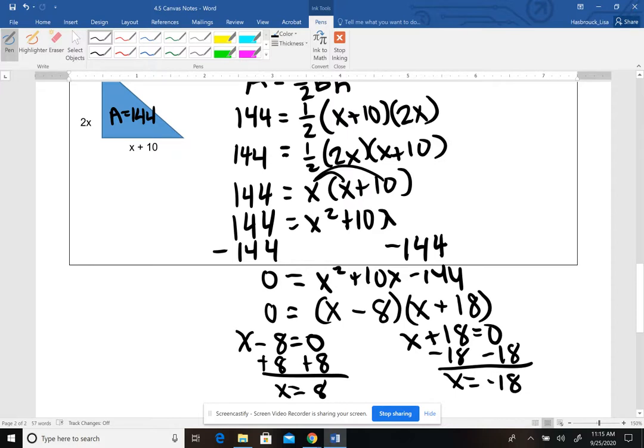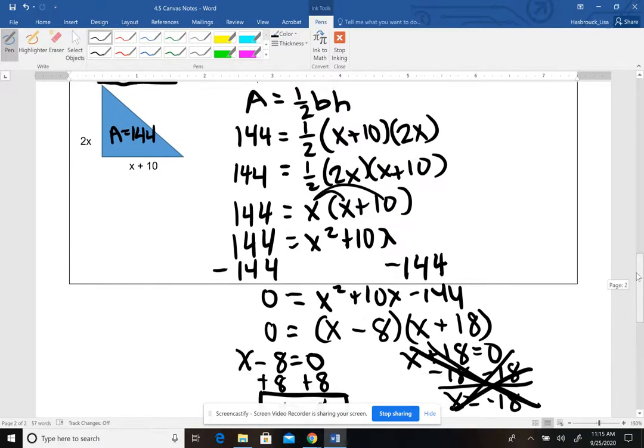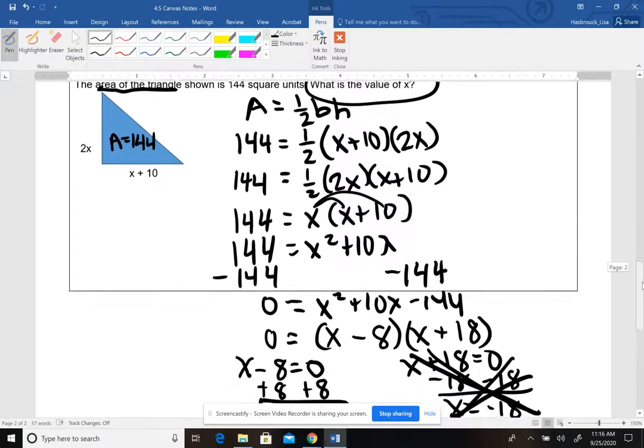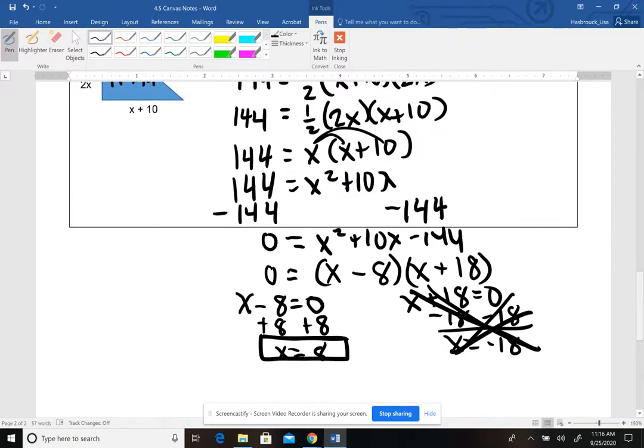Normally on a regular problem, we'd stop here and we'd be done. However, since we're talking about a shape and side lengths and area, we need to recognize that negative numbers are not a choice. So we're going to cross out negative 18, and our only answer for x is 8. For our last step, we just want to make sure that's what they asked for, and it is in fact what they asked for. They asked for the value of x. I always check because sometimes they ask for side lengths, so we want to make sure that we get the whole problem correct by finishing it. But in this case, we just need to say that x is equal to 8, and we're done.